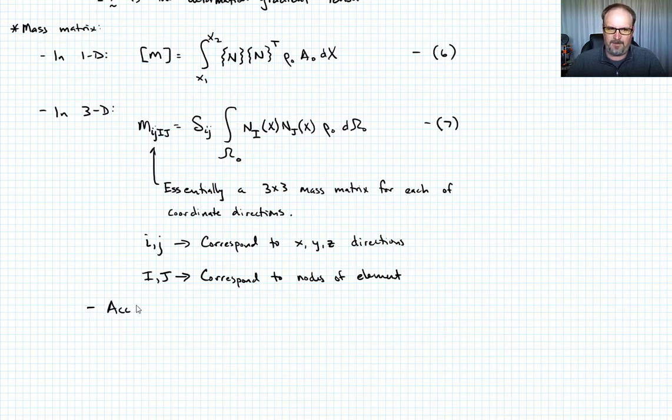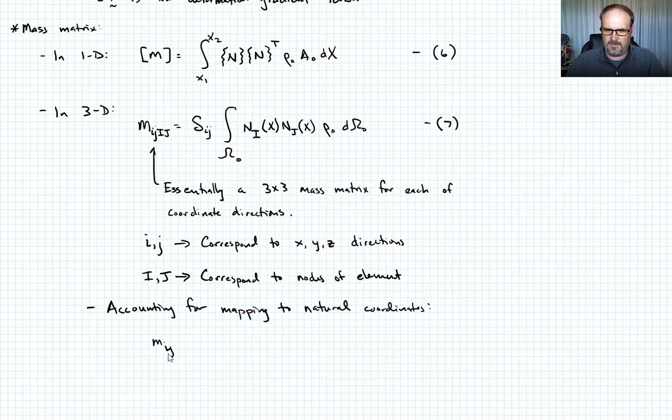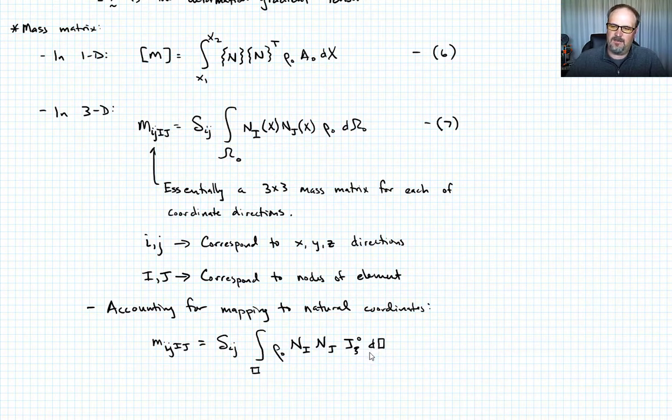So accounting for the mapping to natural coordinates, we would write that M_iJ, capital J, is equal to delta_ij. And now we'll take the integral over the natural coordinates, which I'll just denote as a square here: rho naught, still N_i, although we're going to have to use our mapping between x and c as our natural coordinates, N_j, and then I'm going to say J(c) naught, and then d over that natural coordinate element.